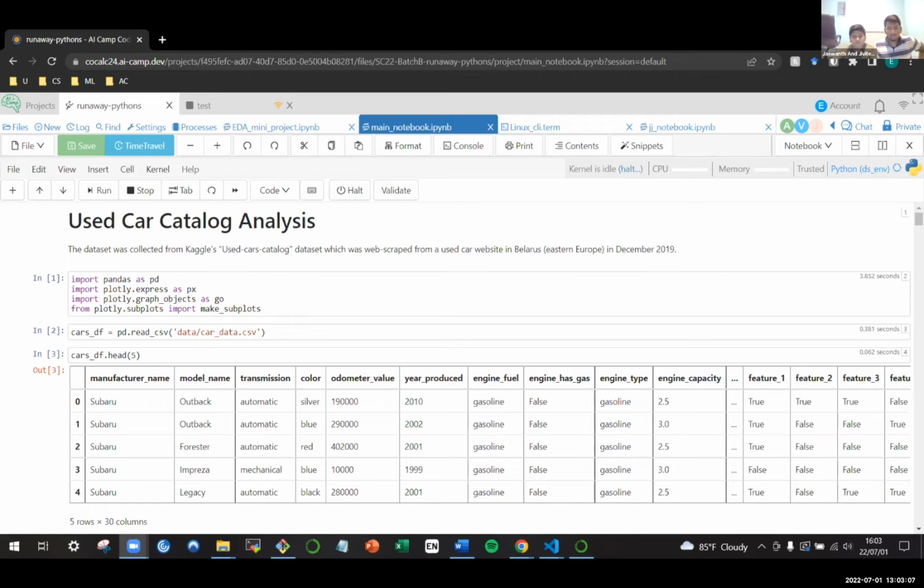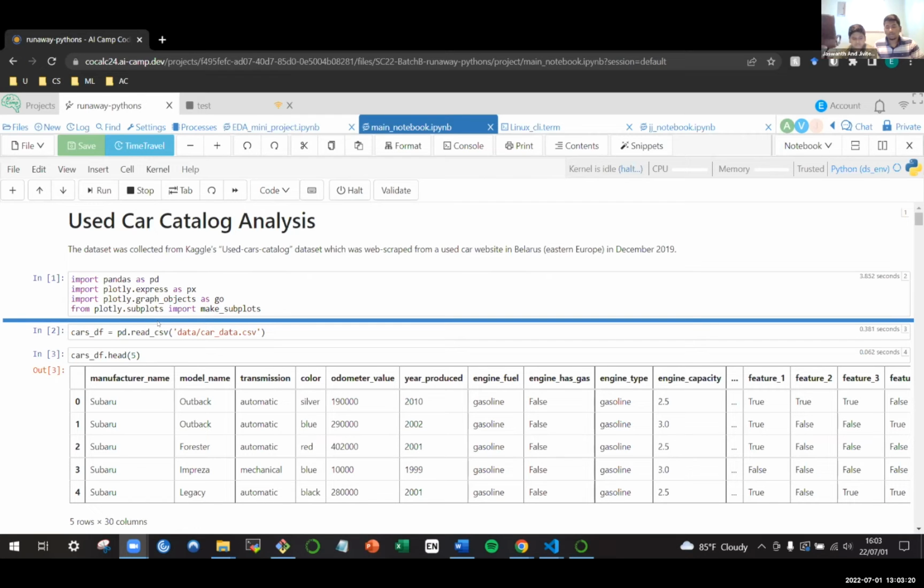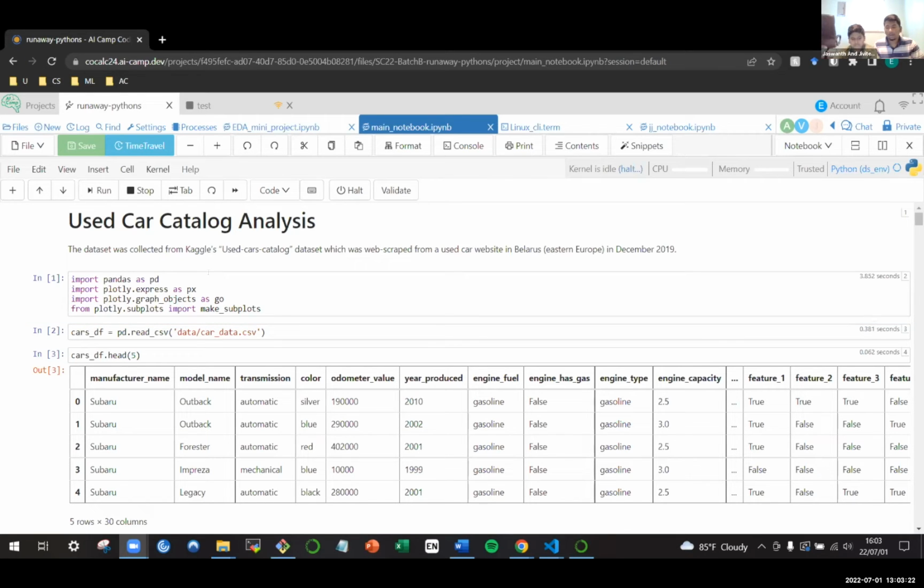Hello everyone. So this is our data set. It's called Used Car Catalog Analysis. The data set was collected from Kaggle's Used Car Catalog. The data set was web scraped from a used car website in Belarus, Eastern Europe in December 2019.